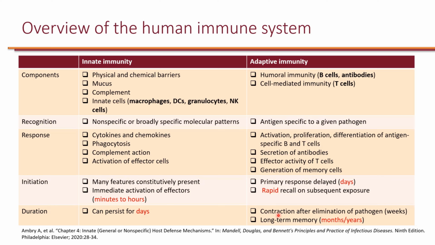However, because the memory cells remain, and memory B cells are the cells that make antibodies, memory B cells will last months and years, and there are also memory T cells that will probably last for the entire lifetime. And so the next time the body is exposed to the pathogen, because of this long-term memory, the body is able to expand the antibody levels very quickly.